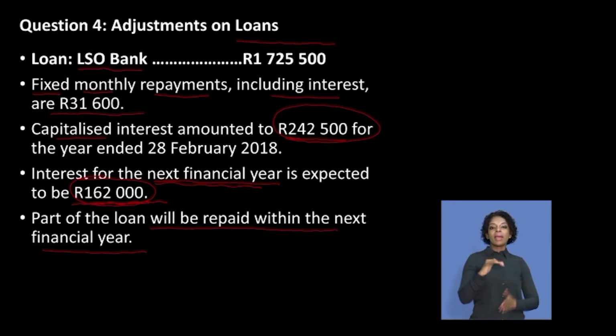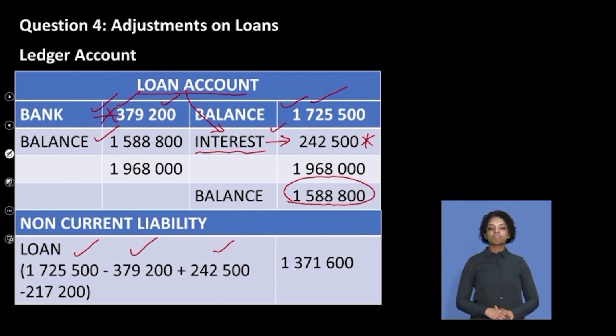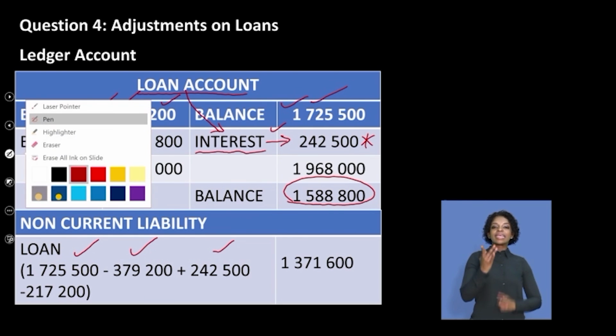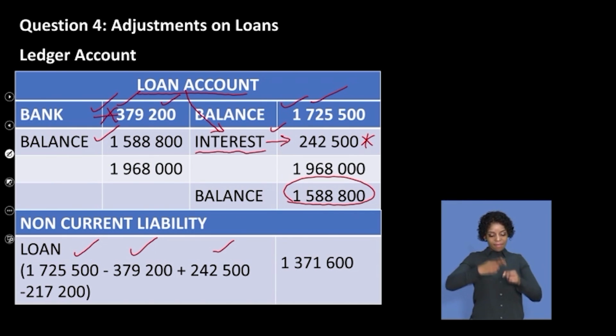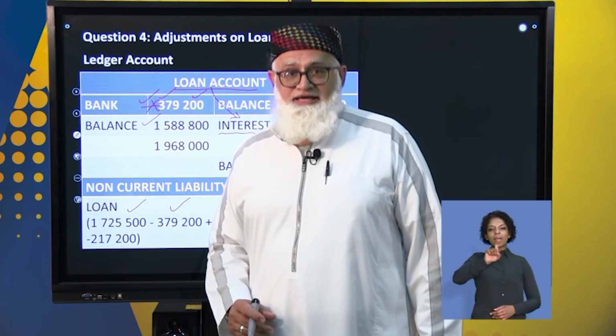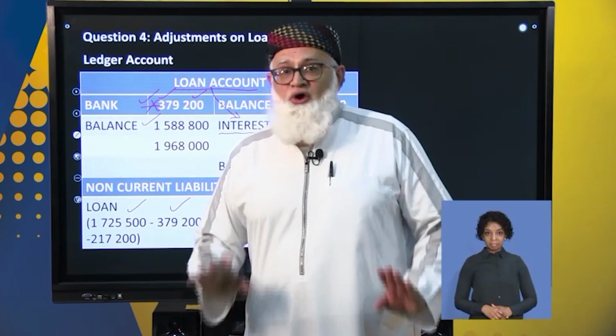Let's go back to that slide of ours. So there we go. We now have our final figure that we have under the non-current liability of 1,371,600. Intensive, but yes, you have to know it. So what you can see now is that we have to take a break because we've given you lots of information. Just chill, don't stray or go away. We'll see you just now.